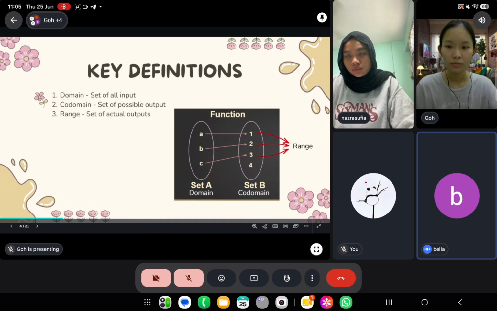First, the domain is the set of all input values. In this diagram, set A, which contains a, b, and c, represents the domain. Second, the codomain is the set of all possible output values, which contains 1 through 4. The range is the set of actual output values that are mapped from the domain. In this example, the elements 1, 2, and 3 are the range because they are connected to elements in the domain, while 4 is not part of the range since no element maps to it.